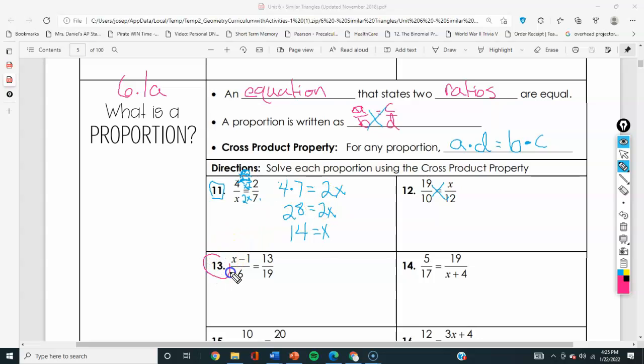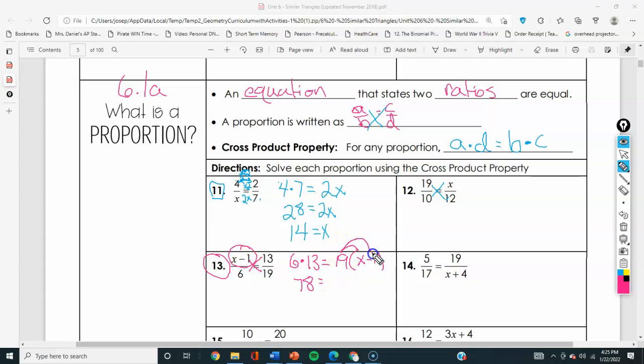Let's take a look at 13. I don't know how to go from 6 to 19. So I'm going to cross multiply. So I do 6 times 13 equals 19 times. Make sure you put this whole piece in parentheses or you're going to have a bad time. Alright? 6 times 13 is 78.